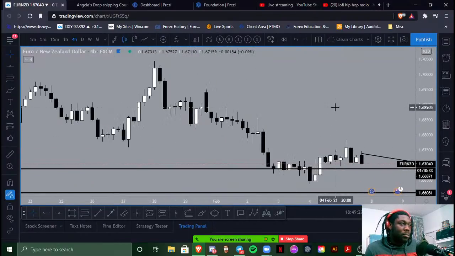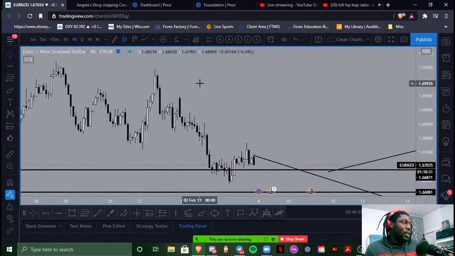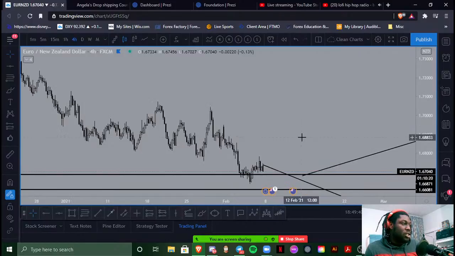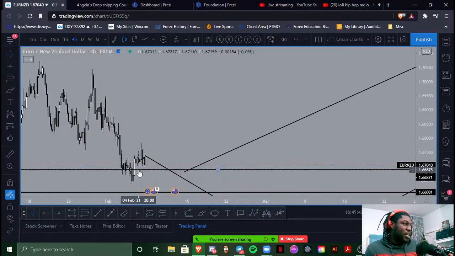4-hour time frame. If I was looking to get into a sell, I wouldn't. Like I said, the sell opportunity that I would have got into, I already missed it, so it is what it is. So all I'm really looking for right now is if price could come back down to these lows, then I'm looking for buys.